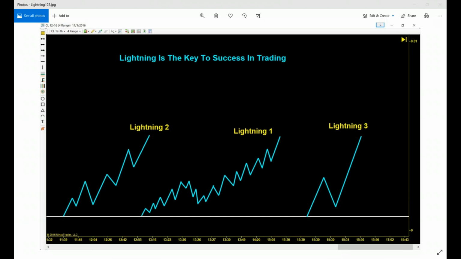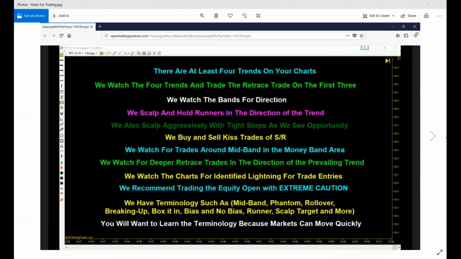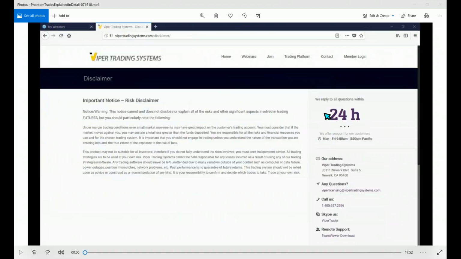All right. Here's another one that I want you to be familiar with. There are at least 4 trends on your charts. We watch those 4 trends and trade the retrace trade on the first 3. We watch the bands for direction. We scalp and hold runners in the direction of the trend.